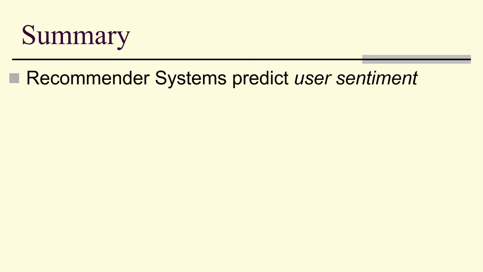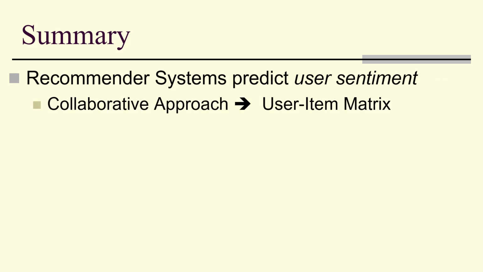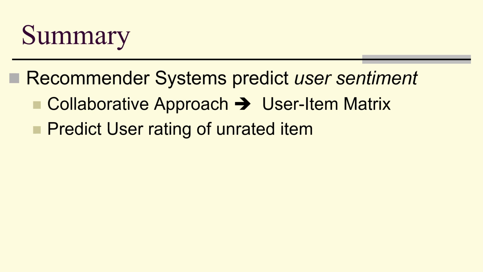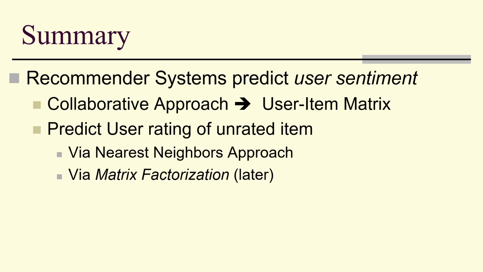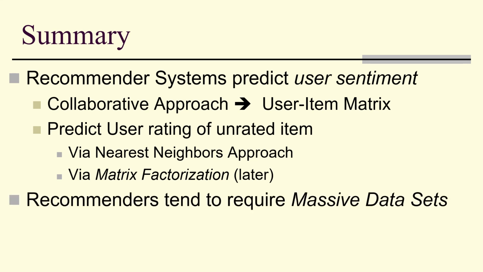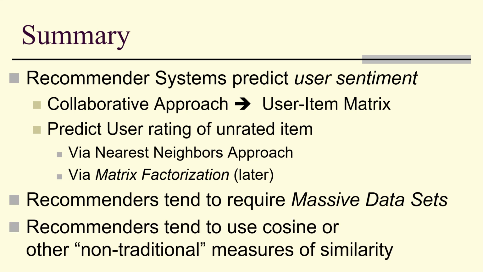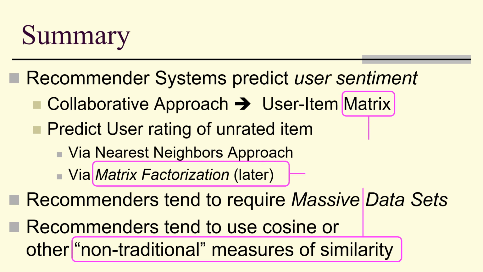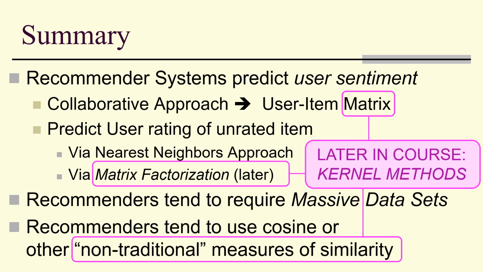So in summary, recommender systems predict user sentiment, and we looked primarily at a collaborative approach, which is based on a user-item matrix. We predict user rating of an unrated item via a nearest neighbors approach. Later, we'll use matrix factorization to do the same thing. But recommenders tend to require massive data sets, and they tend to use cosine or other non-traditional measures of similarity. And later in the course, we'll see all 3 of these again when we look at what are called kernel methods.